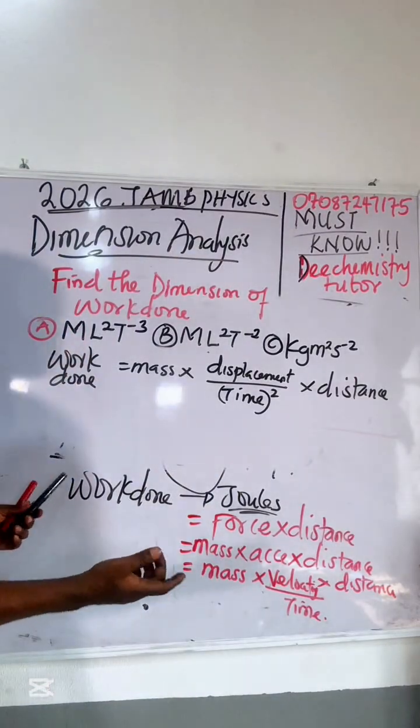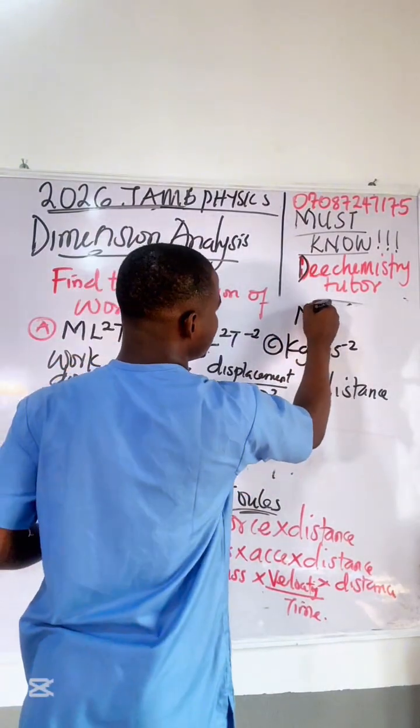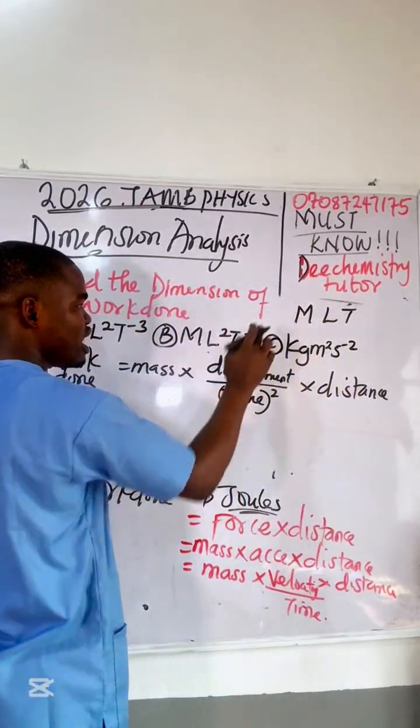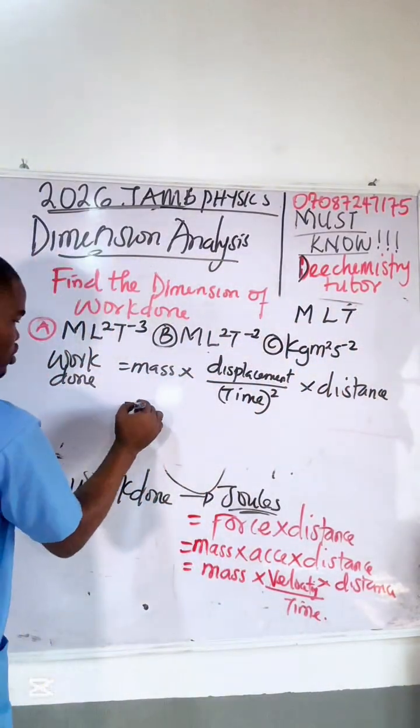So we are good to go because I already told you that what we need is MLT. Anywhere you see mass, I replace it with M. So that's why this is M.